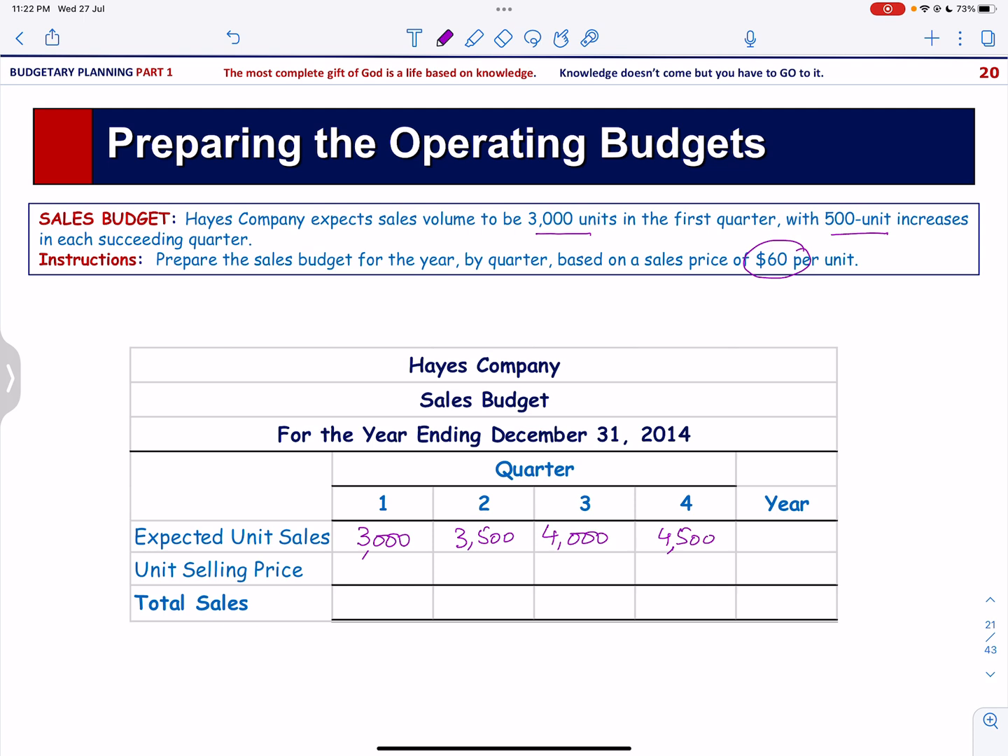and the total will be 15,000. The unit selling price is 60, so we multiply by 60 for each quarter's units, and the total will be 180,000, 210,000, 240,000, 270,000, and the total for the whole year will be 900,000.